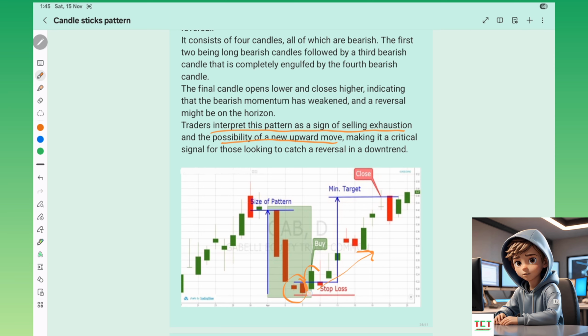The confirmation comes with the next candlestick. If you see a strong bullish green candle after this 4-candle pattern, that confirms the reversal, and you can consider entering a long position. The concealing baby swallow teaches us that sometimes exhaustion shows up in subtle ways. It's not always a dramatic reversal pattern. Sometimes the market just runs out of sellers, and that's when the turnaround happens.